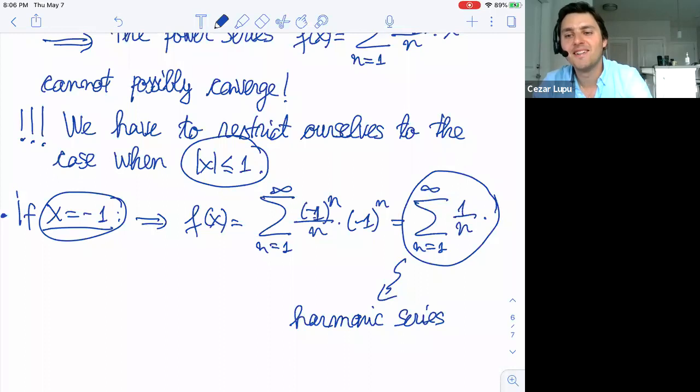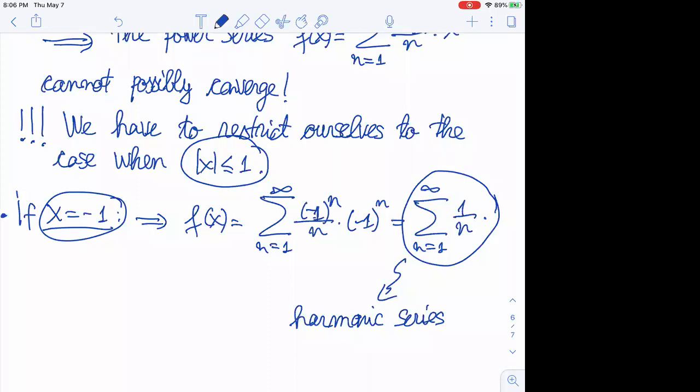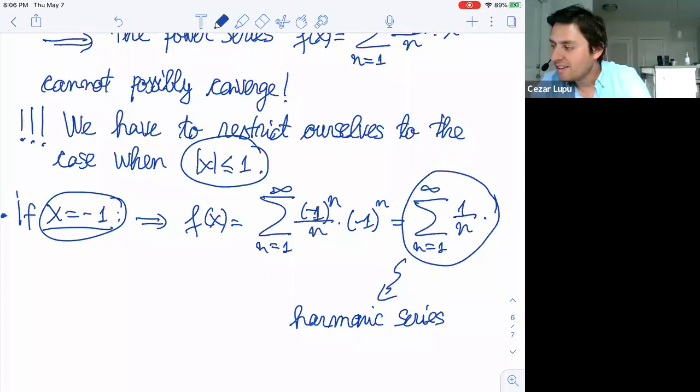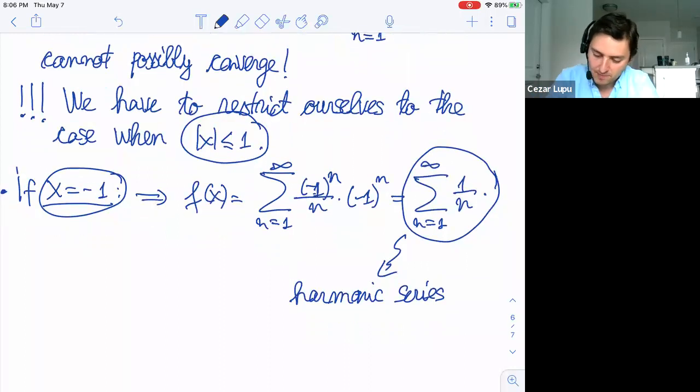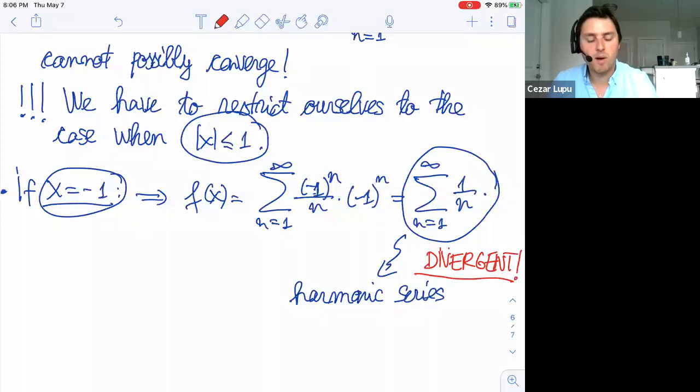Please talk to me. Is it convergent or divergent? Divergent. Yes, divergent. We said this many, many times. Great. So at x equals -1, I'll take this out of my interval of convergence.